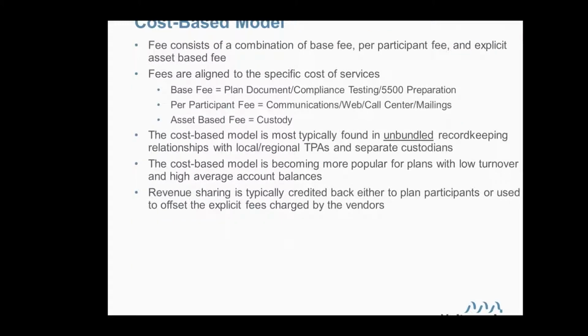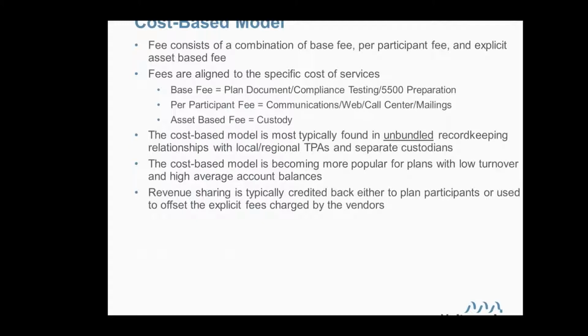So the first of our models, the cost-based model. In the cost-based model, fees consist of a combination of a base fee, per participant fee, and probably an explicit asset-based fee. The fees are aligned to the specific cost of service. For example, there may be a base fee of $5,000, $10,000, $15,000, and that base fee goes for plan document services, compliance services, discrimination testing, 5500, maybe even disclosure mailings.